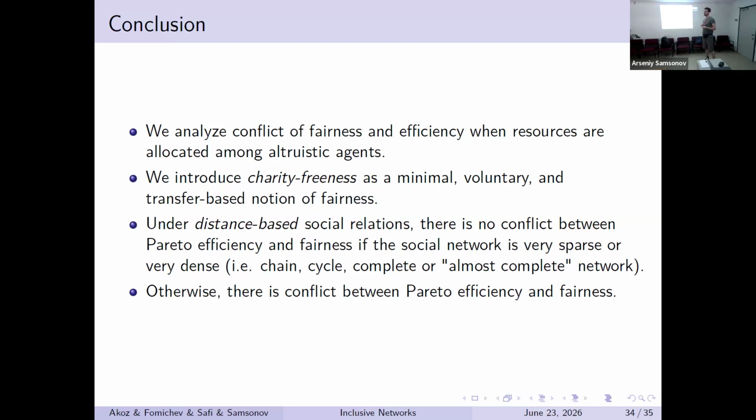So I think one lesson is that you need to invest in this knowledge if you think these spillovers really matter. Another thing is that maybe you can somehow design a network. For example, if you're the city planner, you can plan how the city will look, then if your city is an inclusive network, it's easier to achieve allocations which are good in terms of fairness and efficiency.